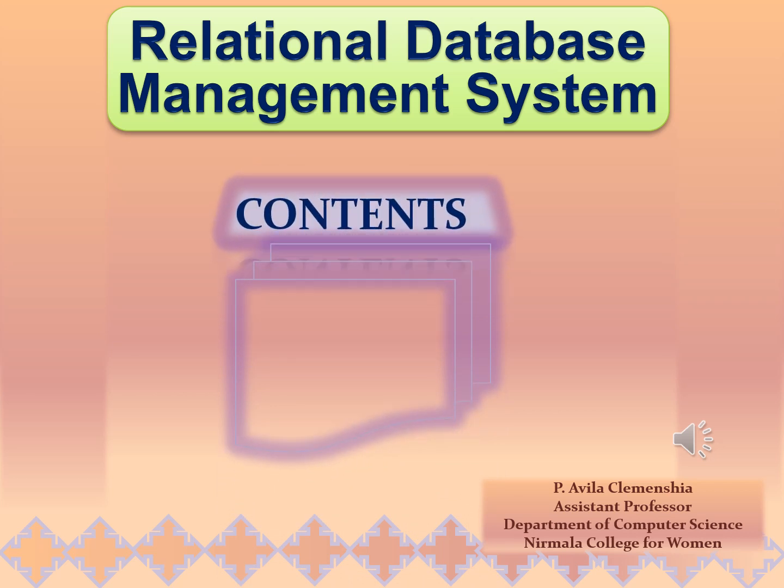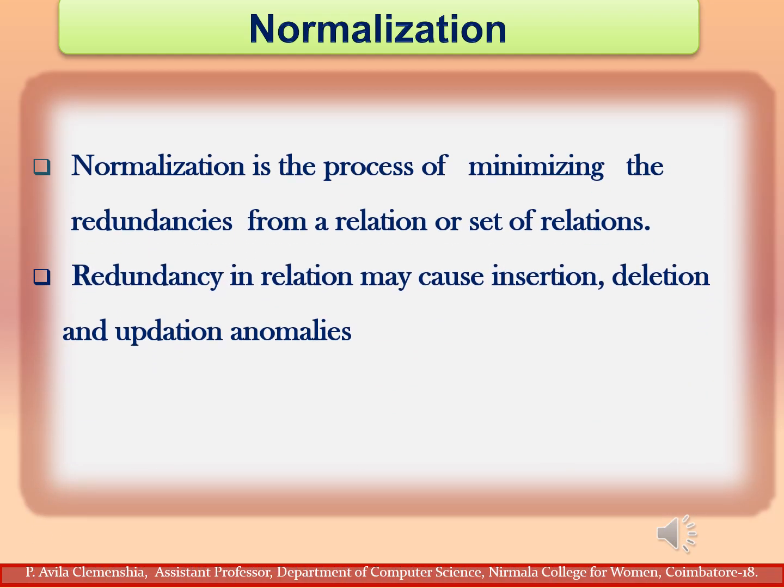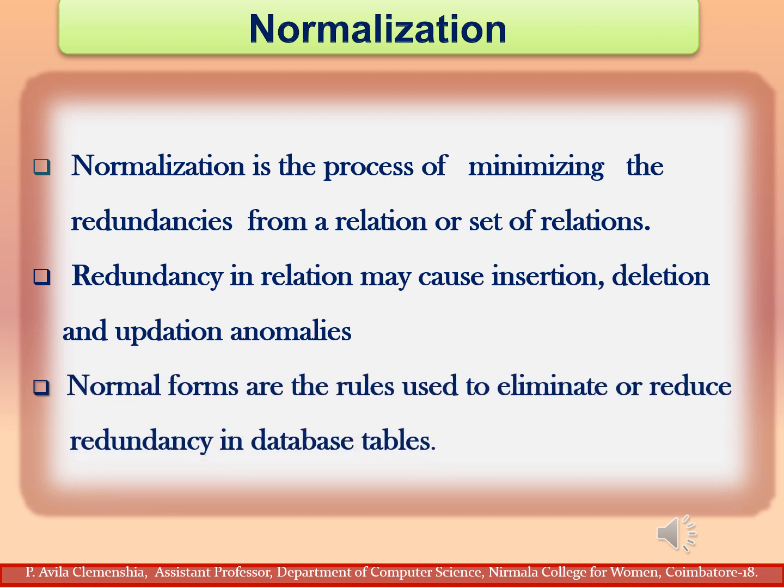The contents of today's session are normalization and normal forms. Normalization is a special feature in relational database management systems. It is the process to minimize the redundancies in relations. Redundancies give rise to various anomalies during the process of insertion, deletion, and updation on tables. Rules of normal forms are used to eliminate such redundancies.